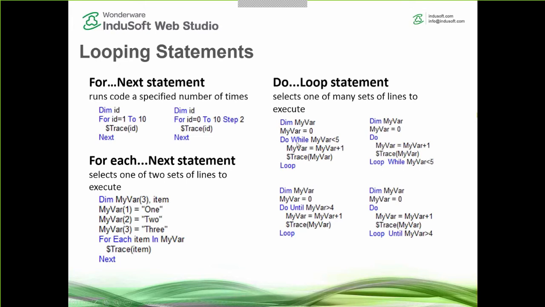So for instance, do while checks the condition before executing the loop even the first time. And you can use do loop while to execute the loop at least once, and after the first execution, check the condition to decide if it should keep executing the loop. And do until and loop until, the same thing, but it keeps executing while the condition is false. In the do while it keeps executing while the condition is true.